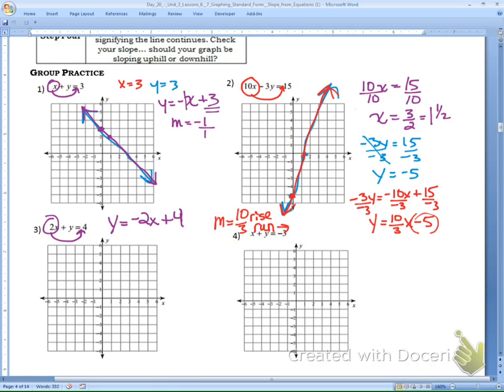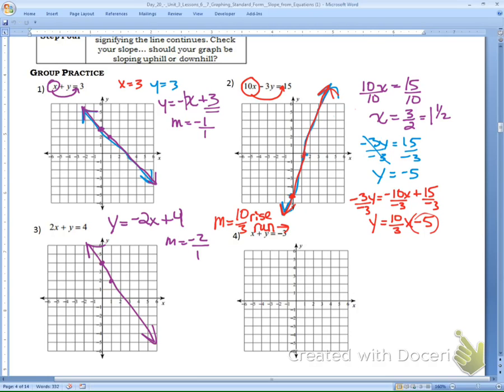You plot your positive 4, or your y-intercept, and your slope is equal to negative 2, or negative 2 over 1. So you would count down 2, that puts you at positive 2, and over 1, so there's your other point. Draw your line, and then you'll be done. Now if you did use your x and y intercepts to graph instead, that's fine.